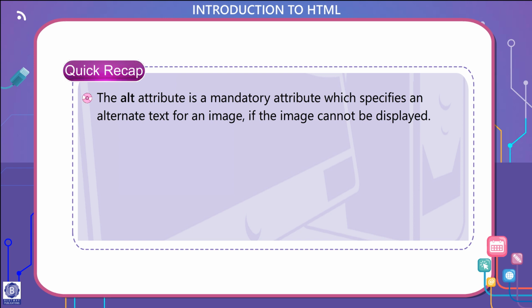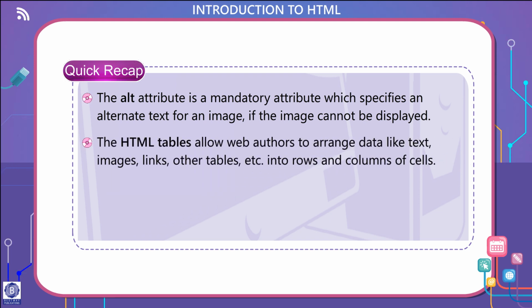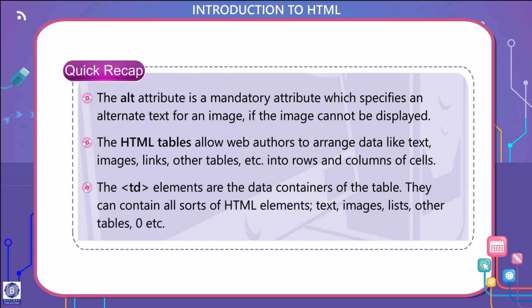The alt attribute is a mandatory attribute which specifies alternate text for an image if the image cannot be displayed. HTML tables allow web authors to arrange data like text, images, links, other tables, etc. into rows and columns of cells. The TD elements are the data containers of the table. They can contain all sorts of HTML elements: text, images, lists, other tables, and so on.